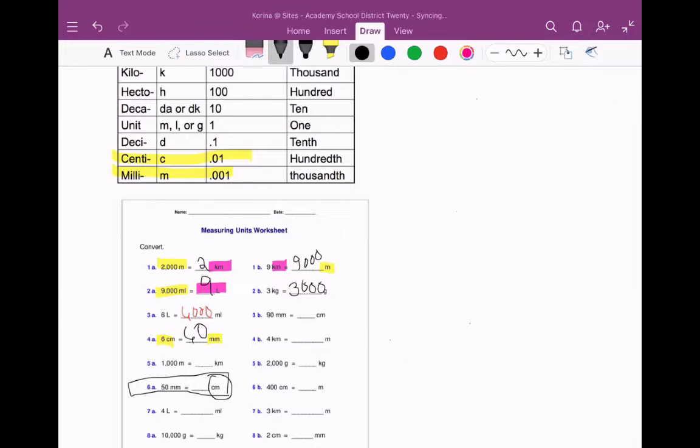Let's have a look at 6a here. We are going from 50 millimeters and we want to get to centimeters. We're going to look at these two conversion factors again.